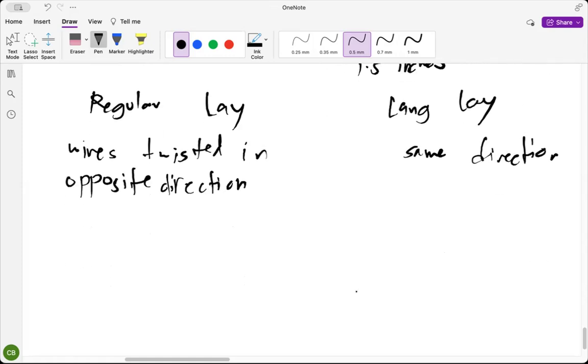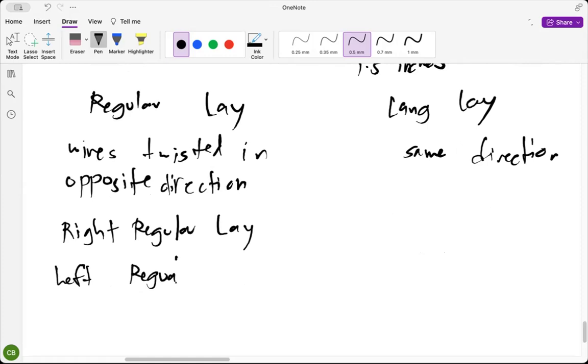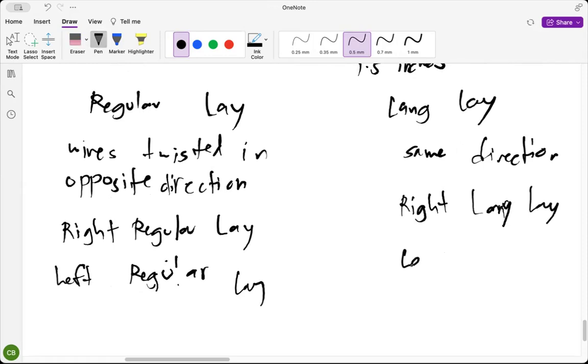Okay. So in regular lay, you have the right regular lay and then the left regular lay. While lang lay, you have the right lang lay and then the left lang lay. Okay. So the common use is the right regular lay.